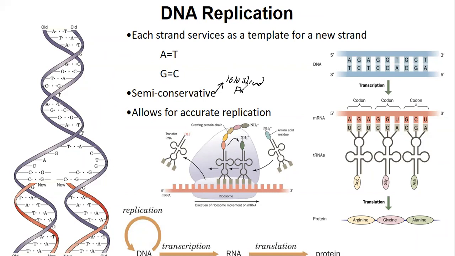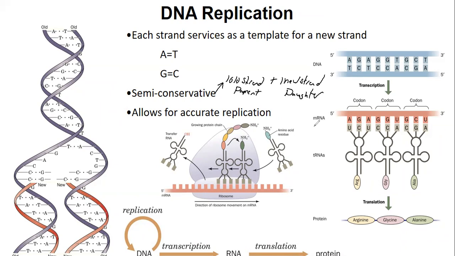also called a parent, and one new strand, called a daughter. So when we do replication, it's always semi-conservative. This allows us to create two new strands of DNA that are more or less exactly the same as the original DNA.